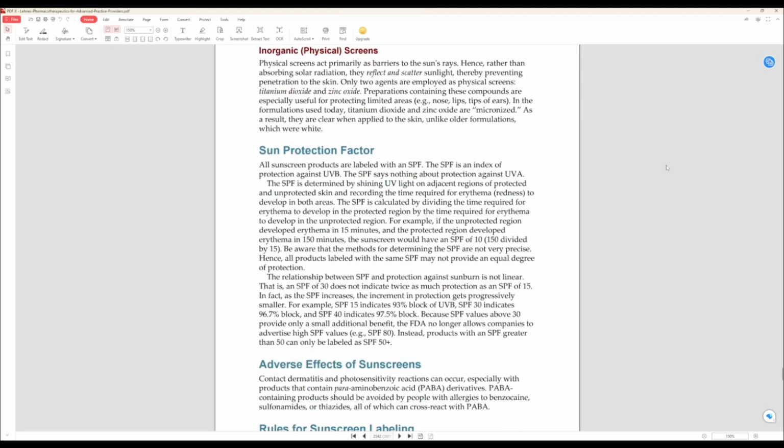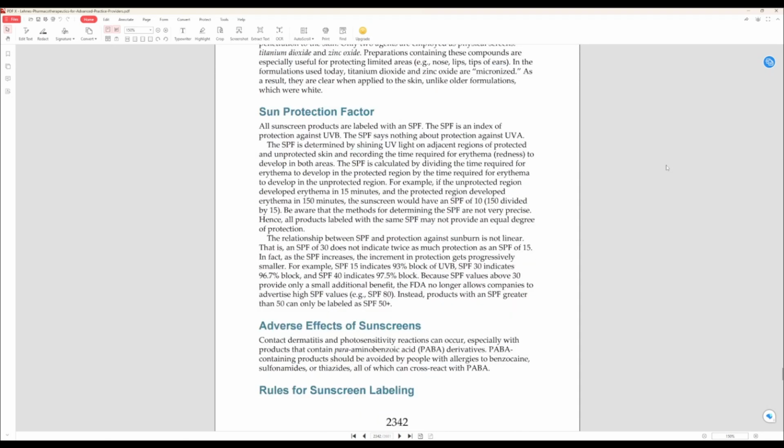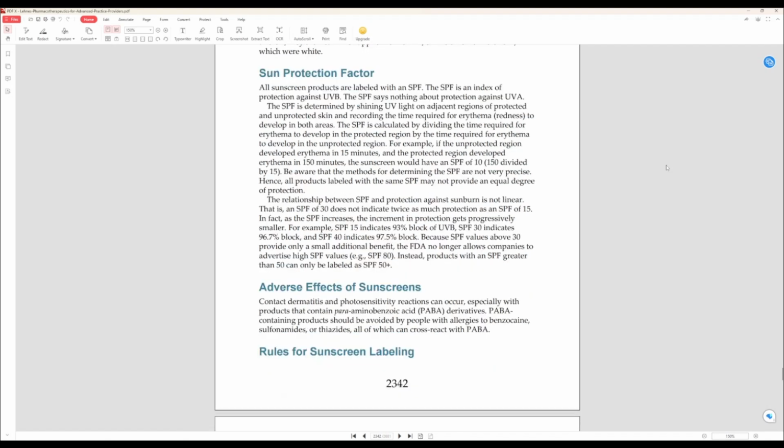Which brings us now to our sun protection factor, or SPF. All sunscreen products are labeled with an SPF. The SPF is an index of protection against UVB. The SPF says nothing about protection against UVA.